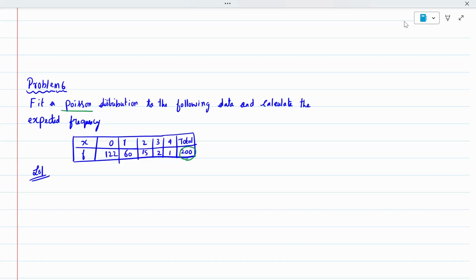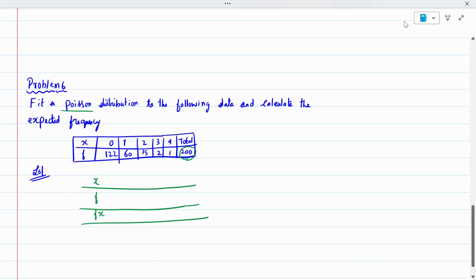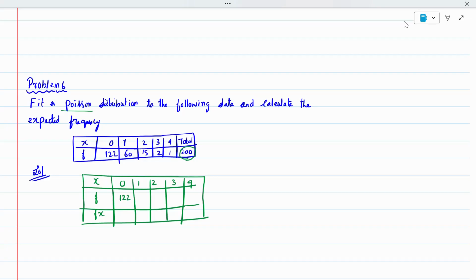So before going with the frequency, first x and f are given, we need to do some calculation. So it is nothing but xf, I have to multiply it. So sum of f, sum of fx I have to multiply. So 1, 2, 3, 4, multiply it. So frequency is given to be 1, 22, 60, 15, 2, 1 as in the question.